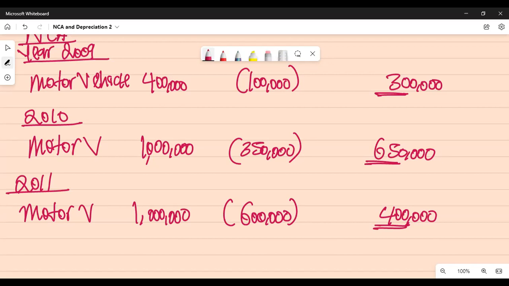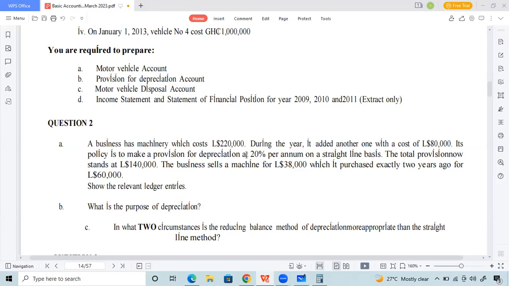So let me now give you a task as an assignment. I want you to do question 2. But if you really understand question 1, it covers everything that you need to know. The example that I'm giving, once there's a disposal account, once there's a profit, once there's a loss, I've discussed everything. So I want you to solve question 2.